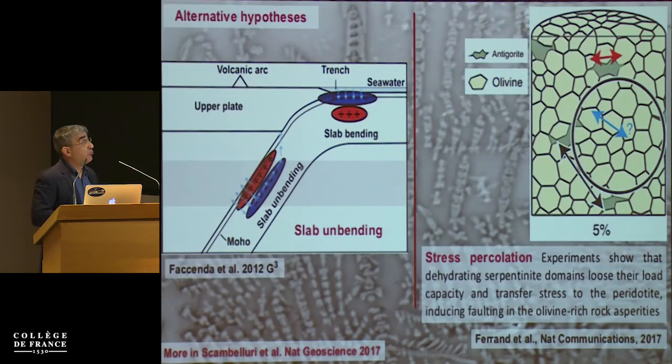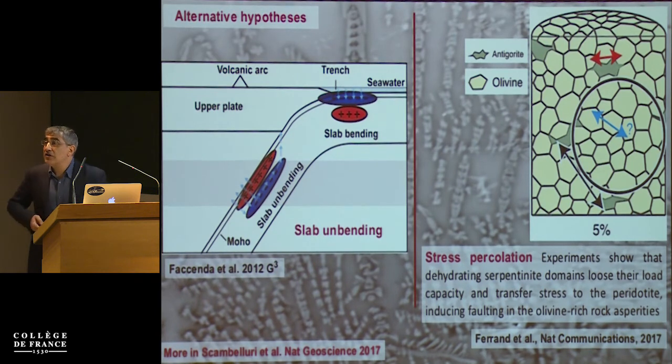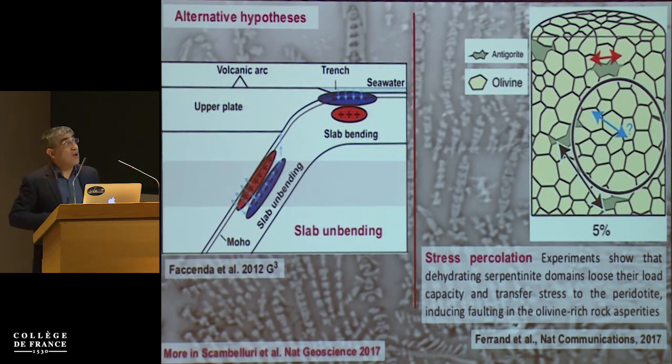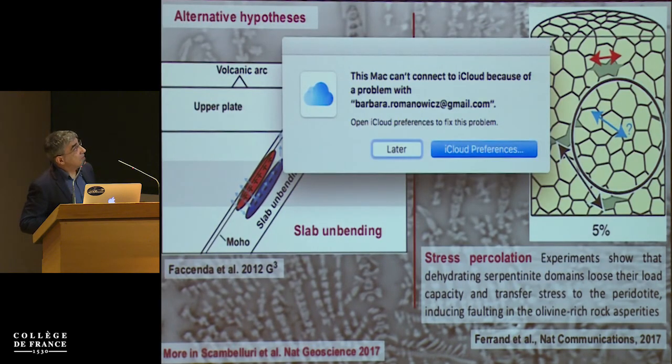So as an alternative hypothesis, I can propose or suggest or imagine the slab unbending that has been proposed by Manuele Faccenda that releases here in this gray region, where the rocks undergo eclogitization like Lanzo, a deal of seismic energy. Or I would like to go back to the presentation of yesterday by Nadège Hilairet. She showed the experimental work of Thomas Ferrand. What happens?